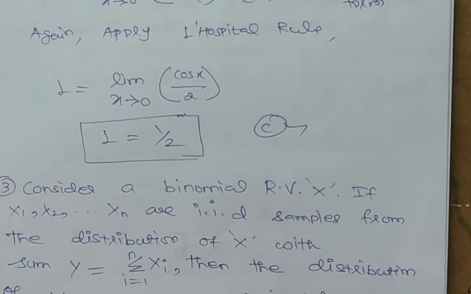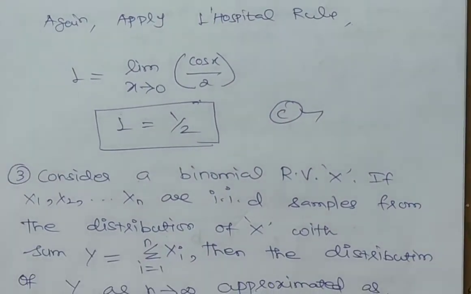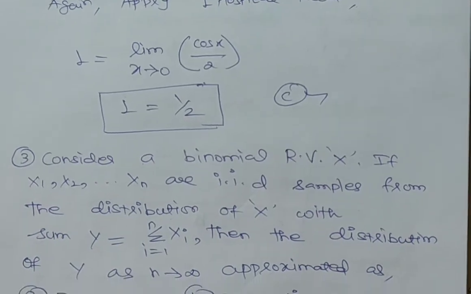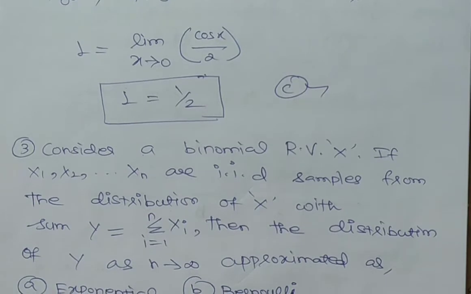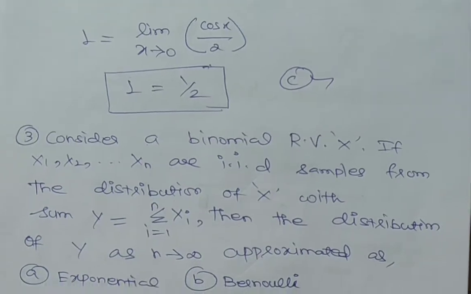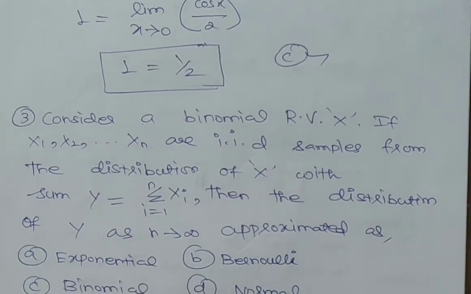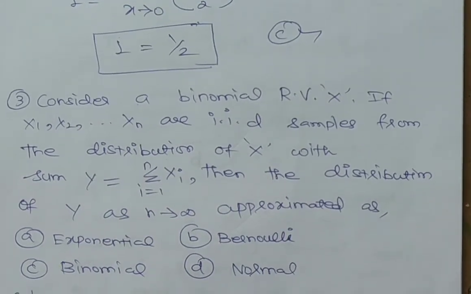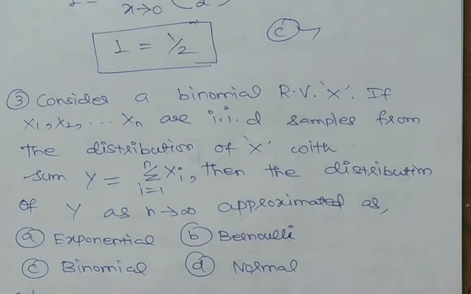Next, question number 3. Consider a binomial random variable x. If x1, x2 up to xn are independent identically distributed random variables, samples from the distribution of x, with y equal to summation over i equal to 1 to n of xi, then the distribution of y as n tends to infinity can be approximated as: option A exponential, option B Bernoulli, option C binomial, option D normal.